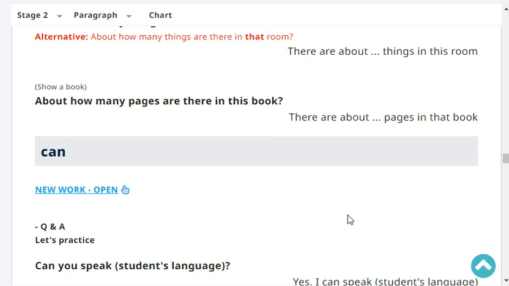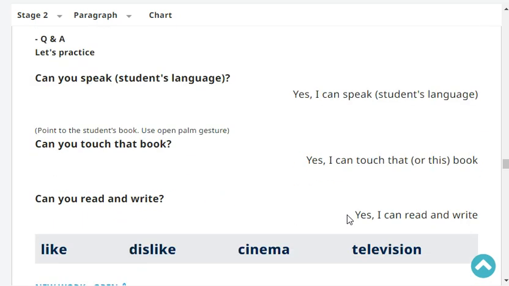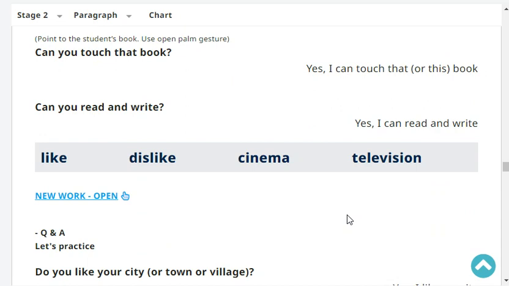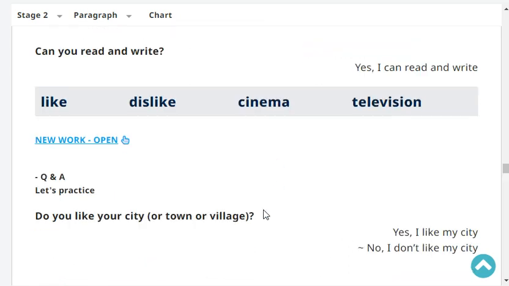Can you speak your language? Yes, I can speak my language. Can you touch that book? Yes, I can touch that book. Can you read and write? Yes, I can read and write. Do you like your city? No, I don't like my city. Very good.